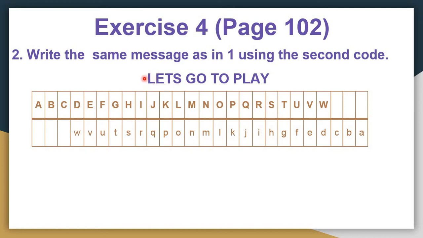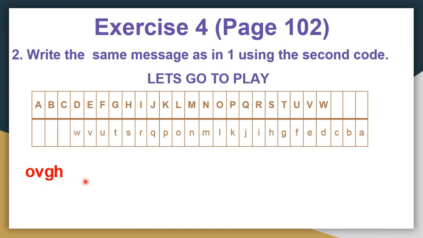So for letter capital L, we have small o. So we will write small o in place of capital L. Then for capital E, we have small v in the decoder. So we will write small v. Then for capital T, we have small g. And for capital S, we have small h. So the word let's is coded as O V G H.